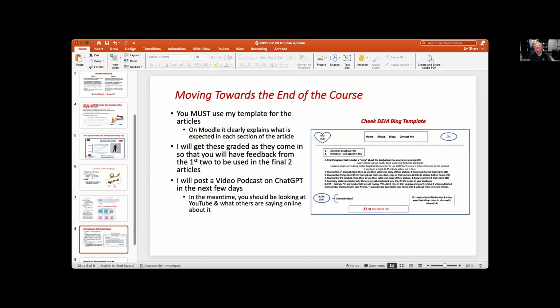All right. Okay. We're moving towards the end of the course. Now, this is the model that I put up there for you guys. Let's do it like the model says. I'll grade those as quick as you get them to me. I'll jump on them starting tomorrow. And if you have any problems, please reach out to me.